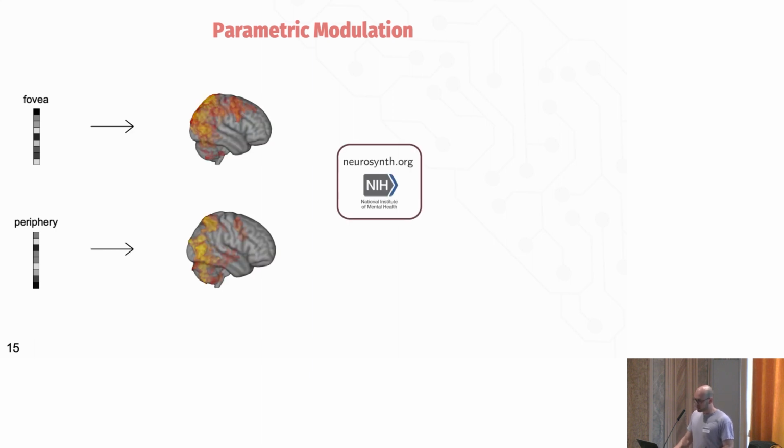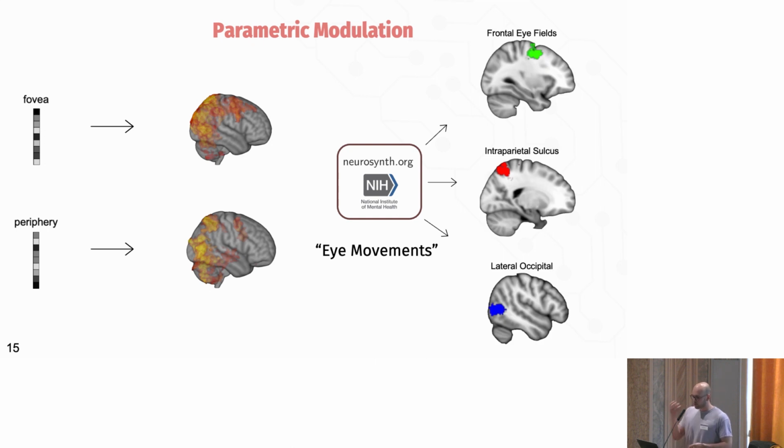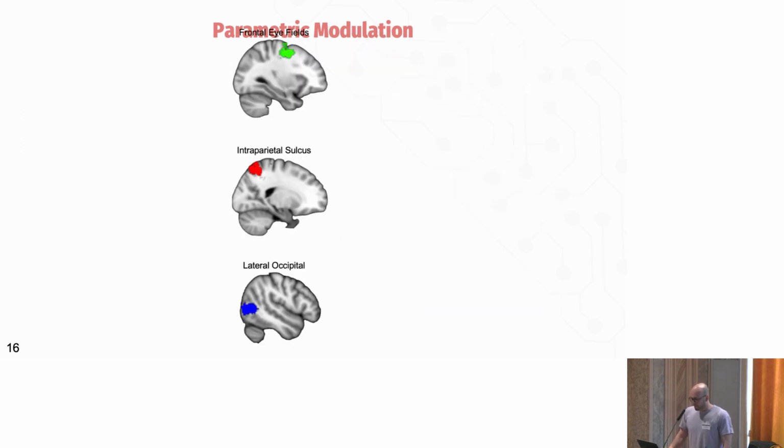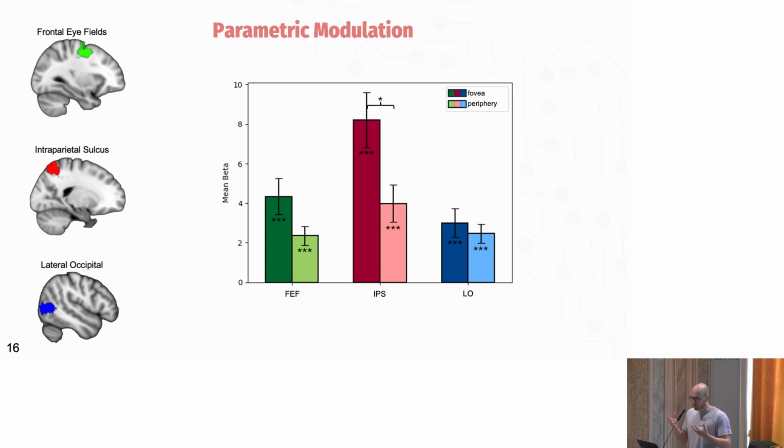And for that, we used Neurosynth to do an ROI analysis, because our hypothesis was it should be some eye tracking or eye movement related area that is involved here. So we used Neurosynth to isolate the most common eye movement related areas. And that gave us the frontal eye fields, the intraparietal sulcus, and the lateral occipital areas that have in some way been associated with eye movements. And here we found that they're all associated with foveal as well as peripheral decoding. But especially the IPS seems to be specifically more activated for foveal compared to peripheral decoding.